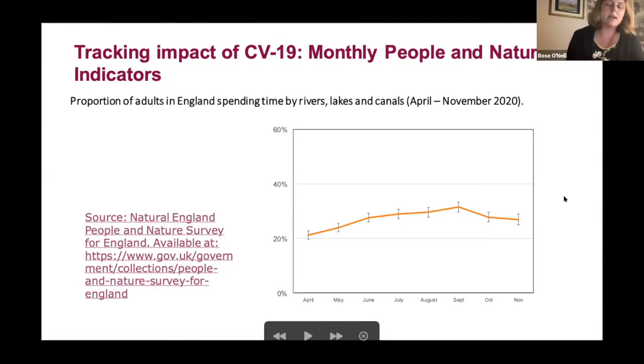So we know that people who report spending 2 hours a week in the natural environment report significantly higher outcomes in terms of both mental and physical health. And there's growing evidence that better quality natural environments, so more biodiverse places, and blue space in particular, so rivers, lakes, canals, and the coast, deliver higher mental and physical health outcomes.